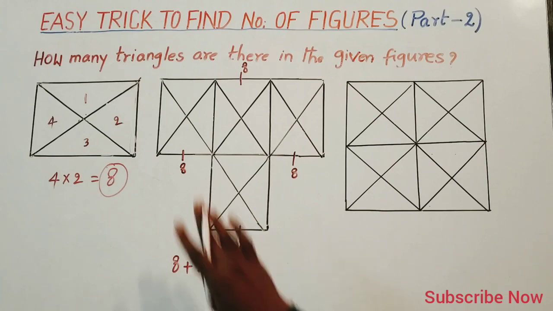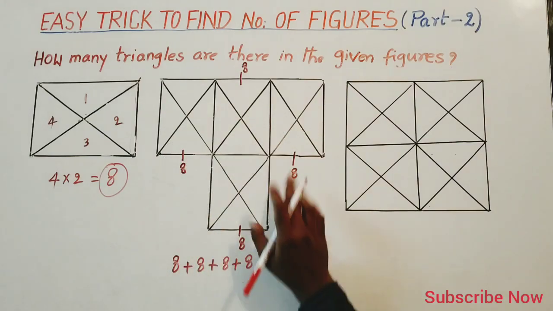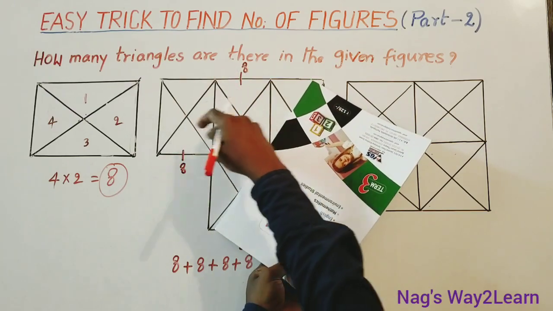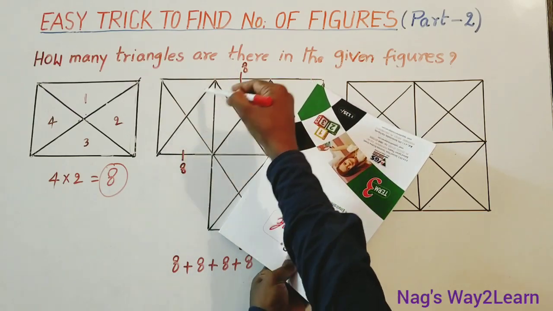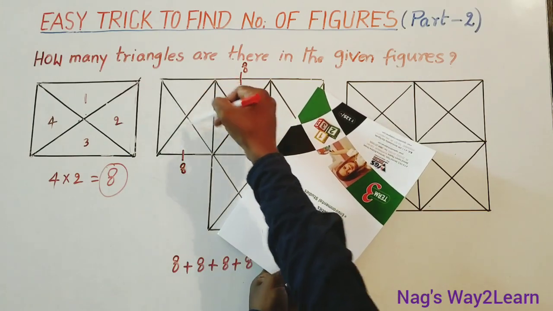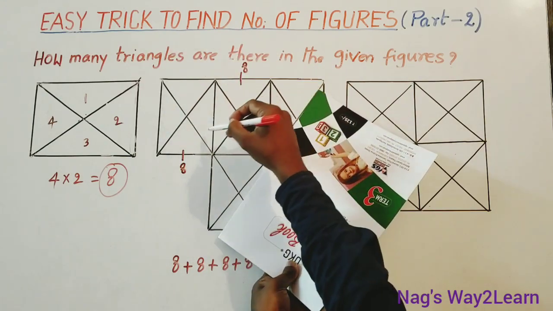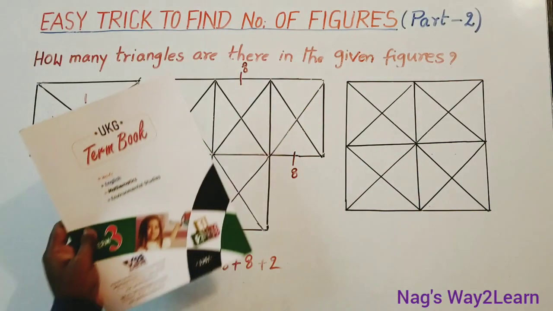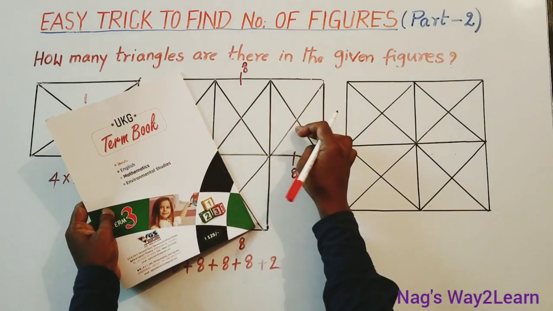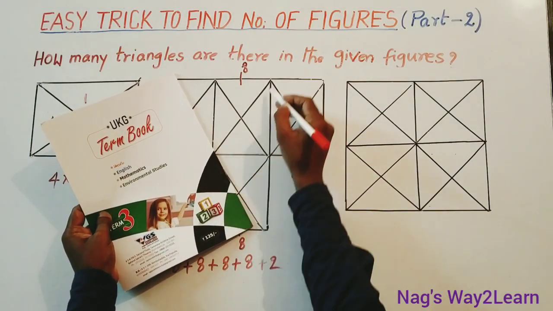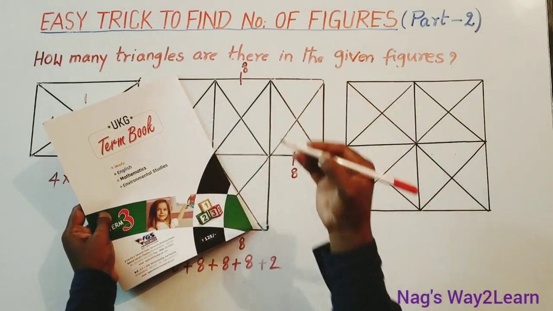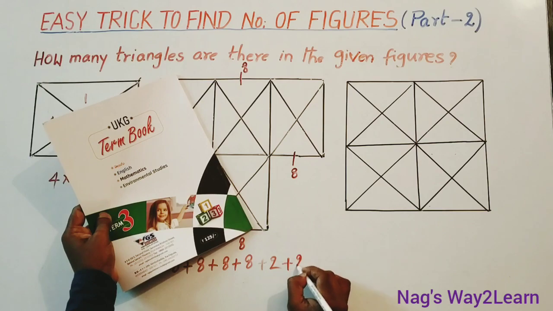Now you take these two figures. By removing these two, you take these two figures. If you combine these two, you will find this is one triangle and this is one triangle. So totally two triangles are there. So plus 2. Now you remove these two, compare these two, and in this one, this is one triangle and this is another triangle. So plus 2.